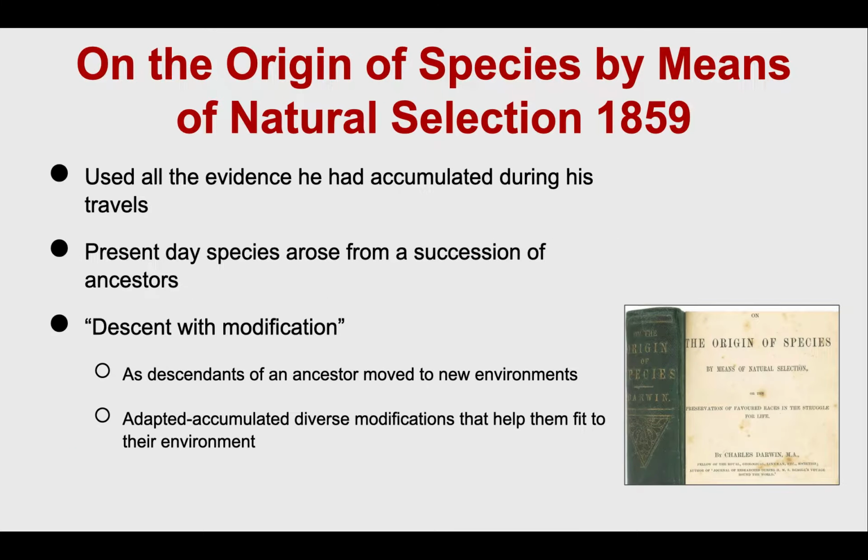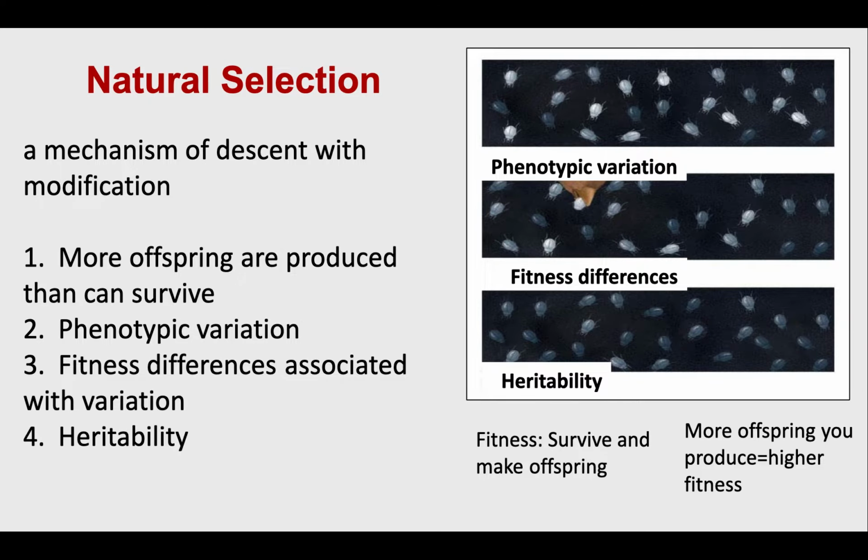All right, so he wrote his book On the Origin of Species by Means of Natural Selection, published in 1859. He used all of this evidence to come up with this idea of descent with modification. So as descendants of an ancestor moved to a new environment, they adapted. They accumulated these diverse modifications that helped them fit into the environment that they moved into. So the earlier generations look different from the later generations. So that's where we get the idea of natural selection. That's kind of a brief history about how natural selection came about.